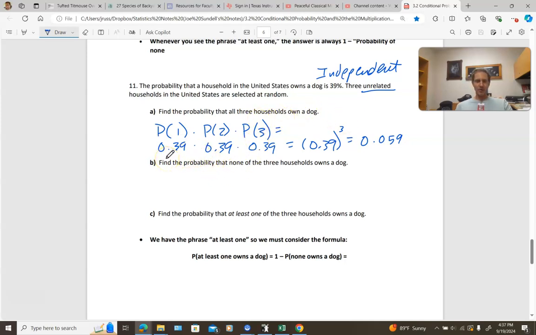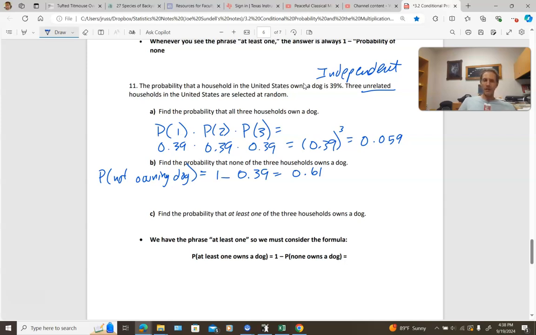Okay, what about part B? Find the probability that none of the 3 households own a dog. Okay, so we need to think about the complement here. So the complement to owning a dog is not owning a dog. So the probability of not owning a dog is going to be equal to 1 minus the probability of owning a dog, which is 39%. And so if you do this, guys, you're going to get 0.61. So this is the probability of not owning a dog.